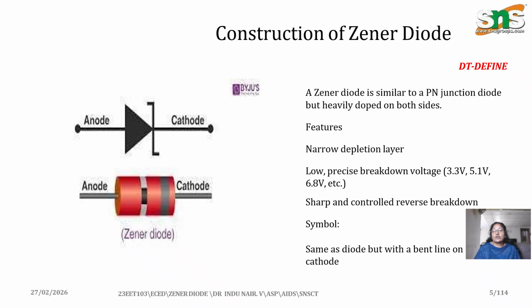Construction of Zener diode. A Zener diode is similar to a PN junction diode but heavily doped on both sides. This results in a very narrow depletion region, giving a precisely low breakdown, a sharp and controlled reverse breakdown. The symbol is the same as an ordinary diode except for the cathode, in which the straight line is bent at both ends.